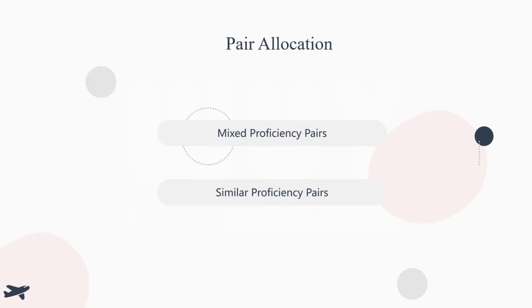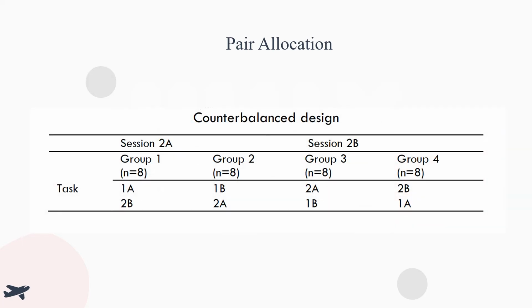Participants would be assigned into either a mixed proficiency pair or a similar proficiency pair based on their TOEIC test scores. This study has employed a counterbalanced design to control the effect caused by a fixed-order treatment. Participants were divided into 4 groups to conduct different tasks, and they follow a different task order. Some complete the individual task first, while some work on the collaborative task first.